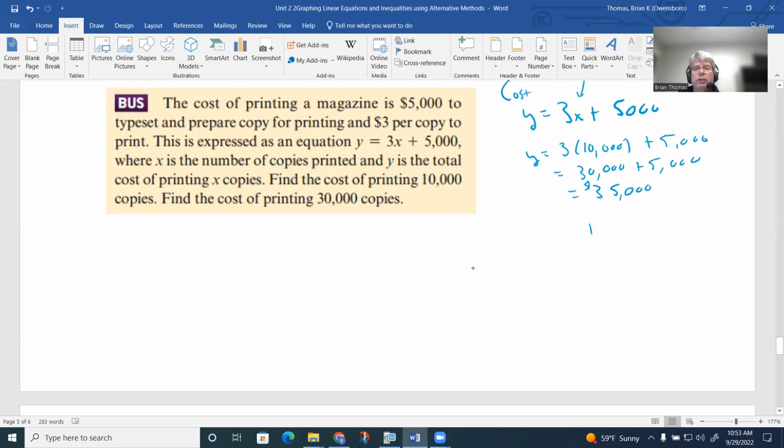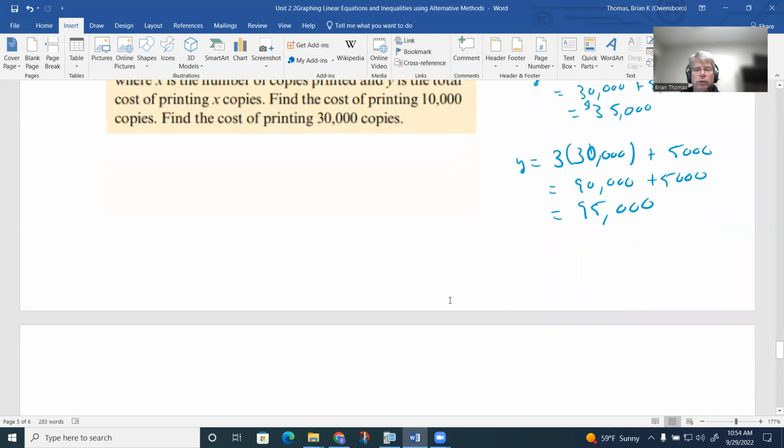The next one said 30,000 copies. So if I do y equals 3 times 30,000 copies plus 5,000, that's going to be 90,000 plus 5,000. So that would be 95,000 as your total cost for printing. So that's how some applications can work as well. Let's hope you find that useful as we move forward.